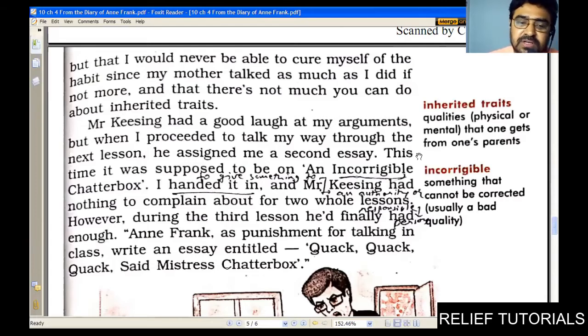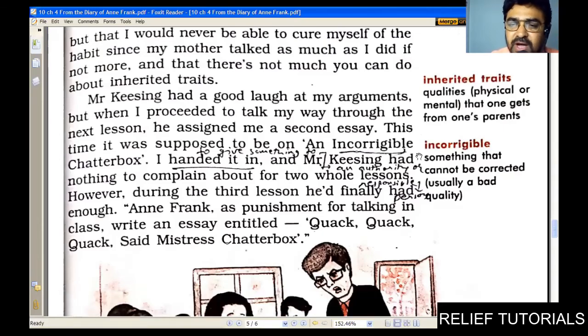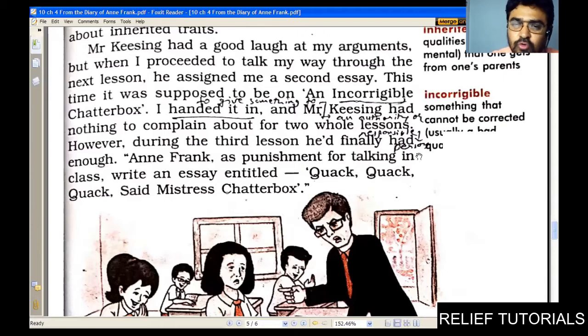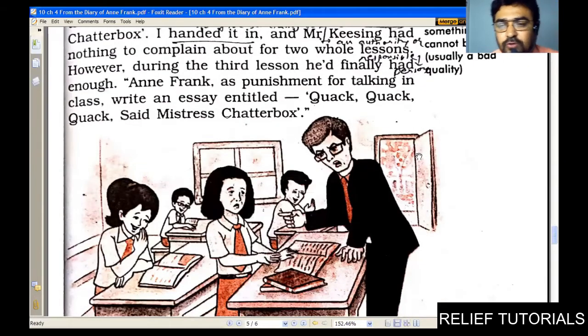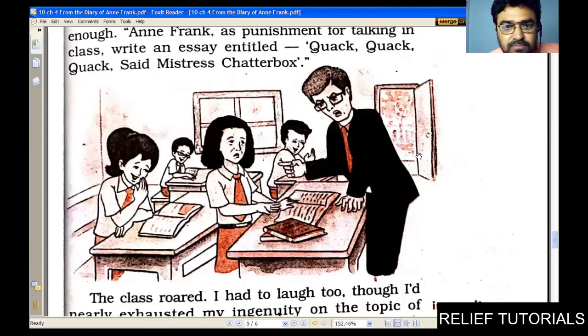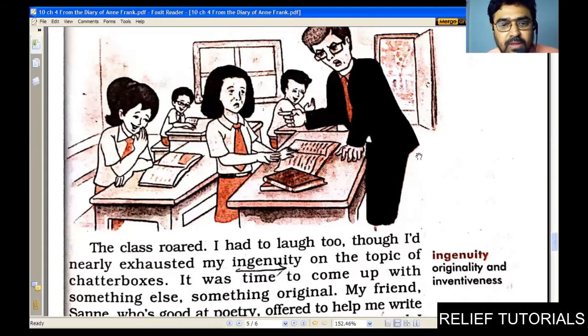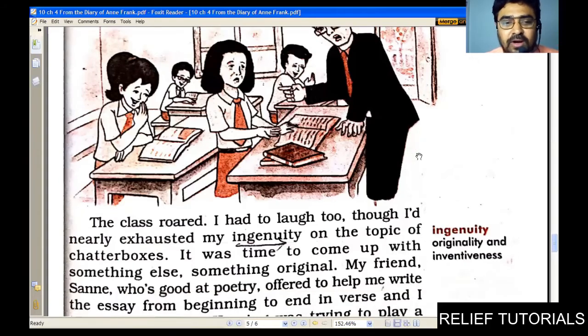Mistress Chatterbox. Quack quack, as you know, is the sound of a duck, known for its persistent quacking. So one who talks so much persistently is compared with a duck, and is quacking. She's like a duck quacking over there. So it was a laugh for the whole class. The class roared. I had to laugh too.